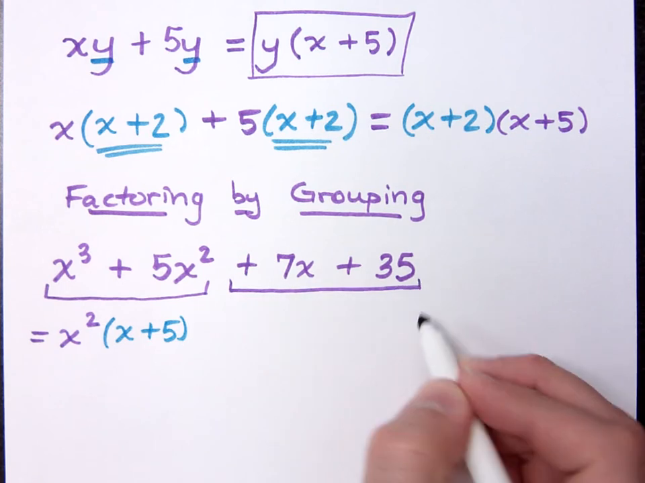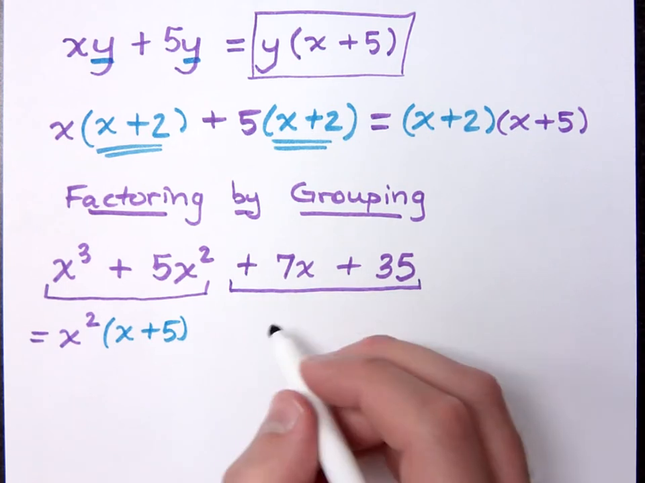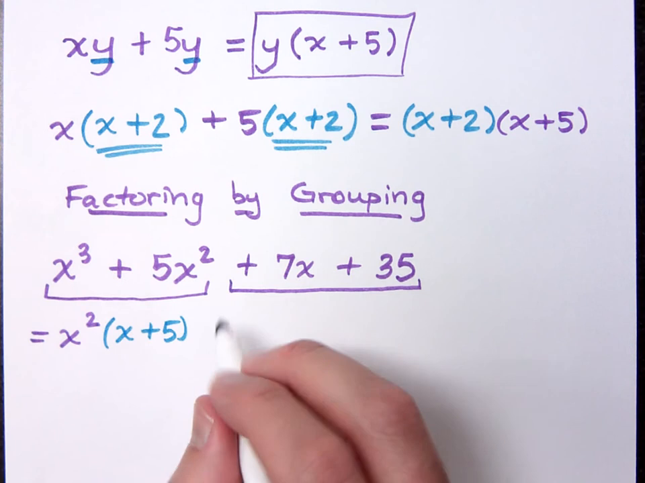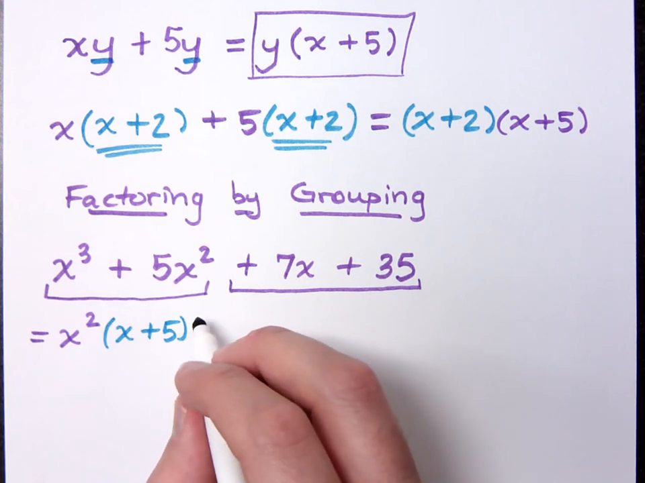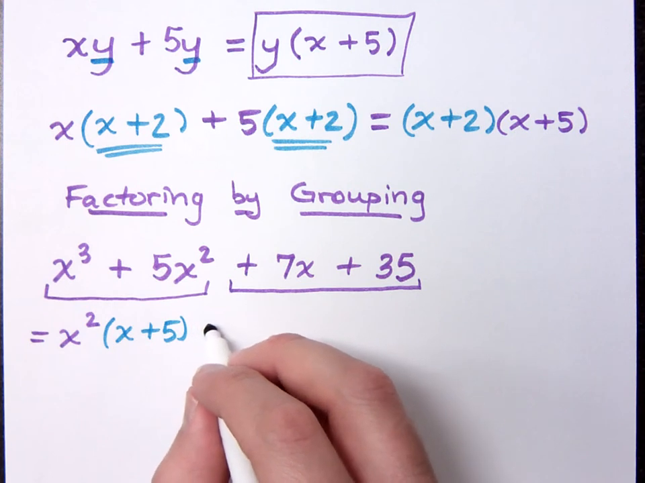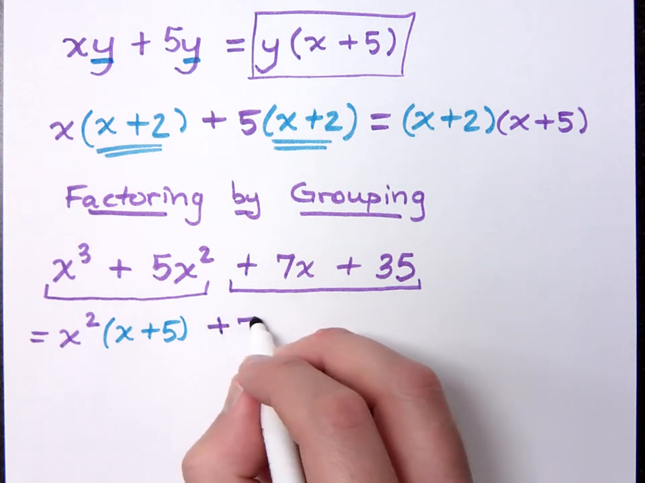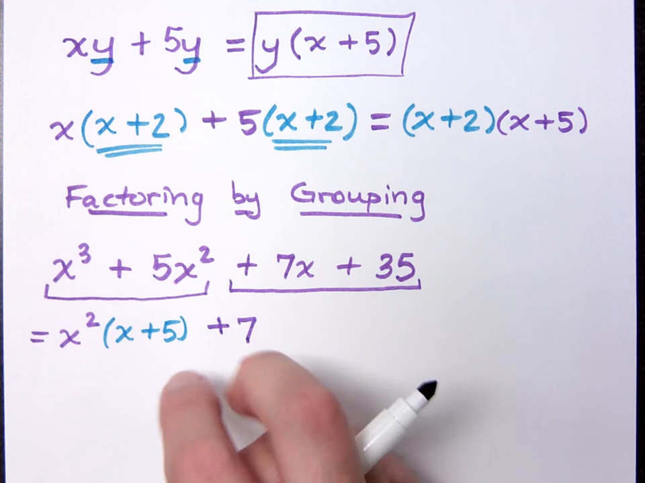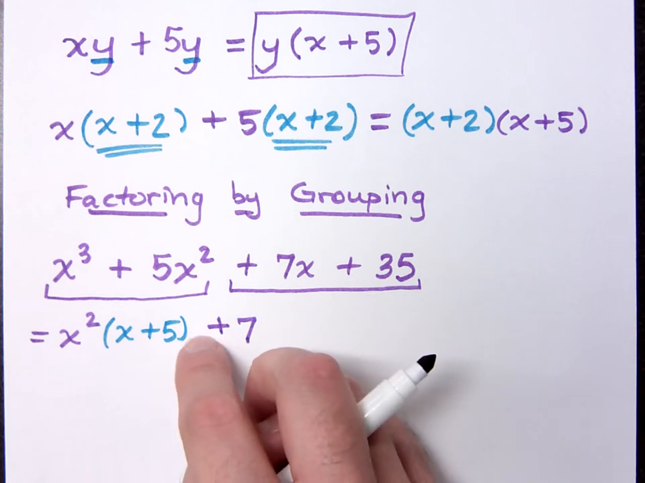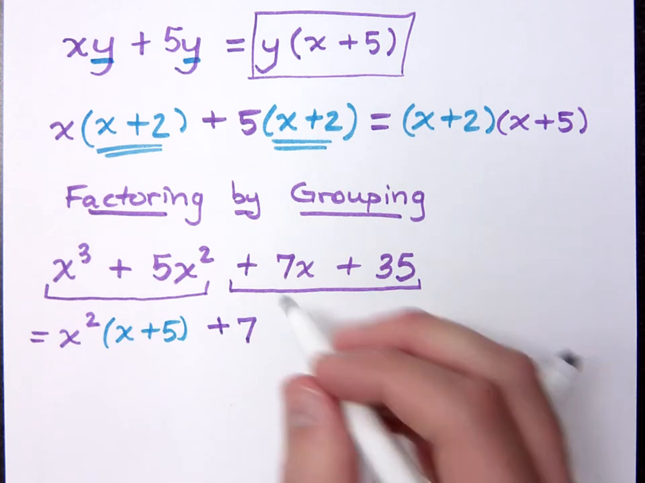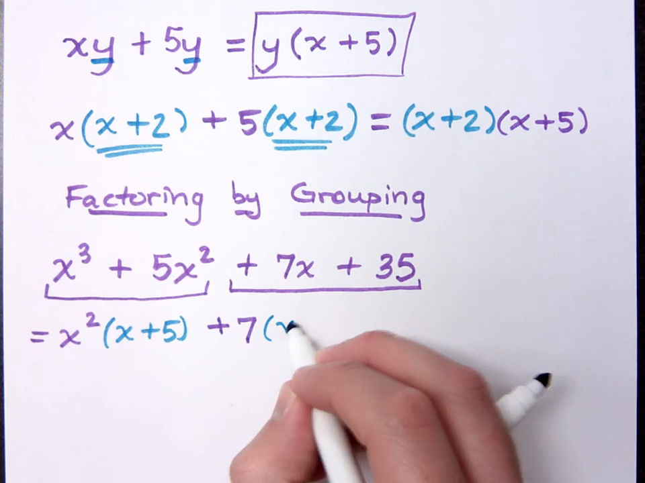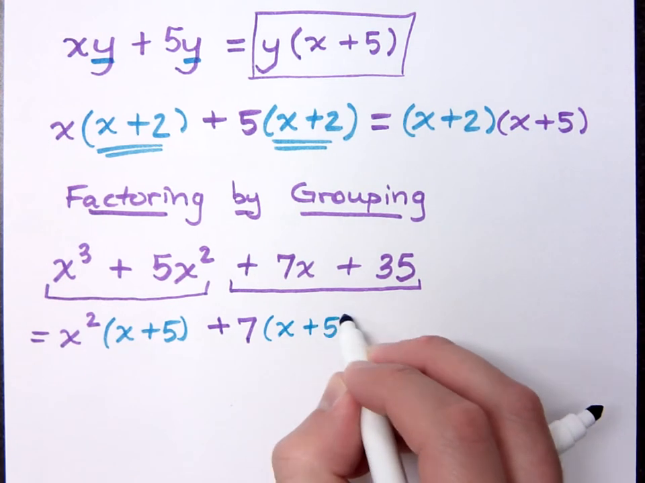In the second group, what's the common factor? 7? If you just put 7 right next to this, I'm going to freak out. It better be a plus 7, because that's what you're taking out. If you put a 7 right next to the parentheses, that would indicate multiplication, but that's not what we have. Take out the 7, what do you have left over? We have x plus 5.